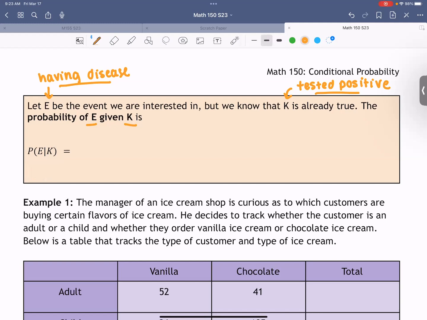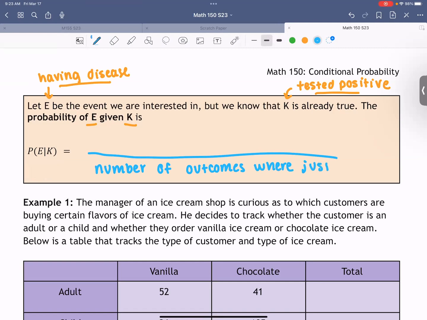Okay. Now, there's a formula for this. I don't really like the formula, so I wrote up my own. It's going to be a fraction. On the bottom is going to be the number of outcomes where only K is true.